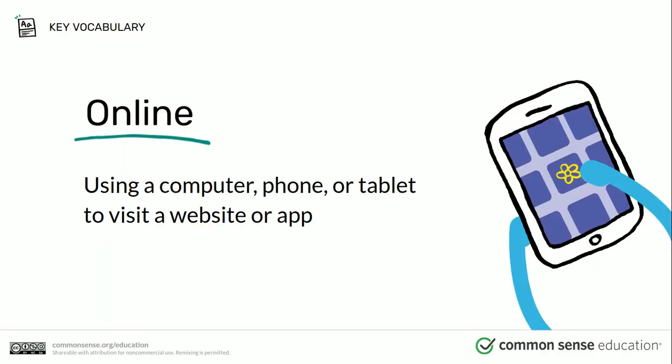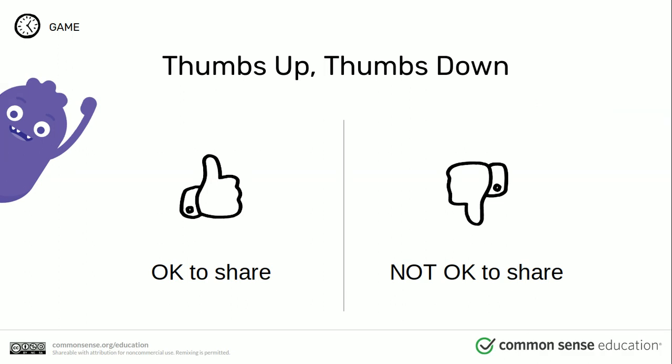So, when we mean going online, using a computer or phone or a tablet. So when you're online, you don't share this information with anybody. All right. So now we're going to play a quick game of thumbs up and thumbs down. So thumbs up means it's okay for you to share this information, and thumbs down, it's not okay. So think about if it's okay to share it with a stranger, okay?